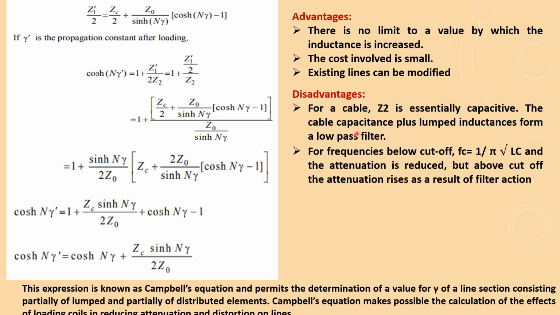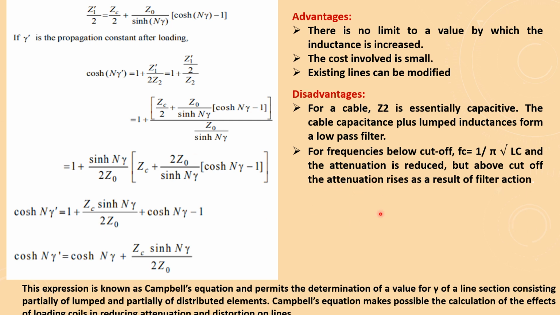And then what are the disadvantages? It has two main disadvantages. For a cable, we'll be using the shunt arm impedance Z2, and that Z2 as shunt arm impedance is capacitive. And the cable capacitance plus lumped inductance will form a low pass filter. So if it is a low pass filter, obviously, as I told from this graph, after the cutoff frequency there will be a sudden increase in the attenuation value.